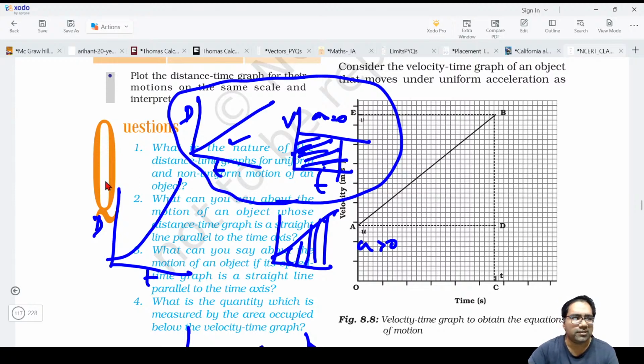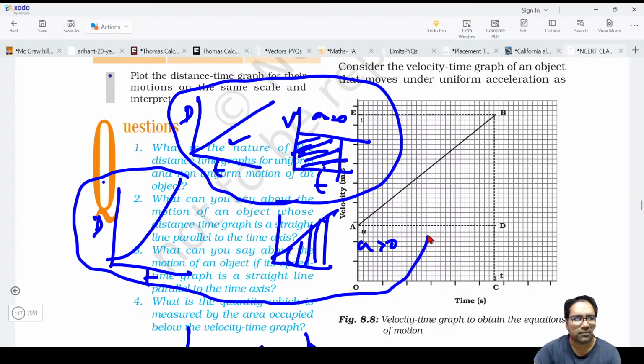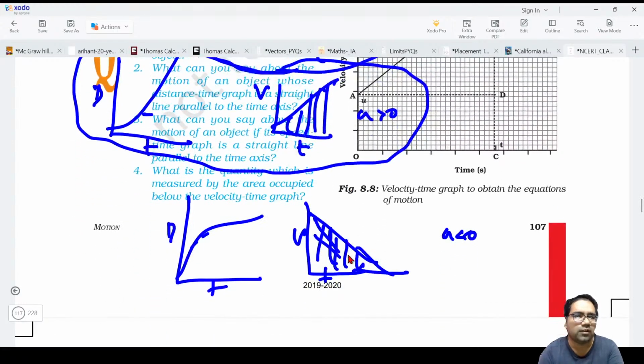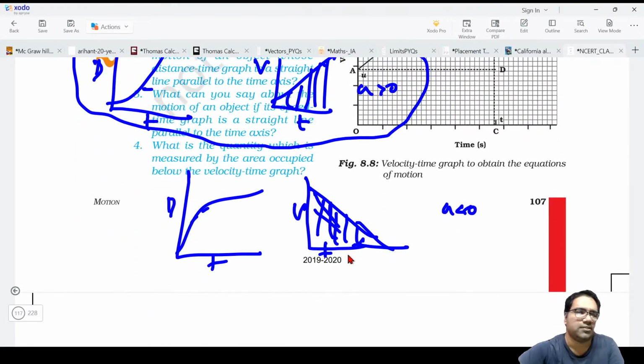What is the second piece? The second piece is this one. Distance time is a graph like this, velocity time is a graph like this, and that means acceleration greater than 0. Understood? Now the third piece is a graph like this.